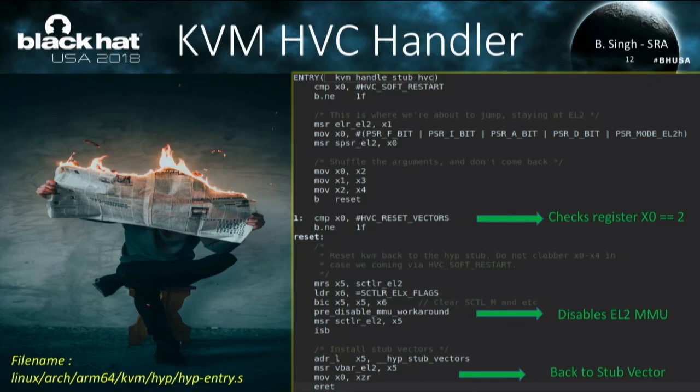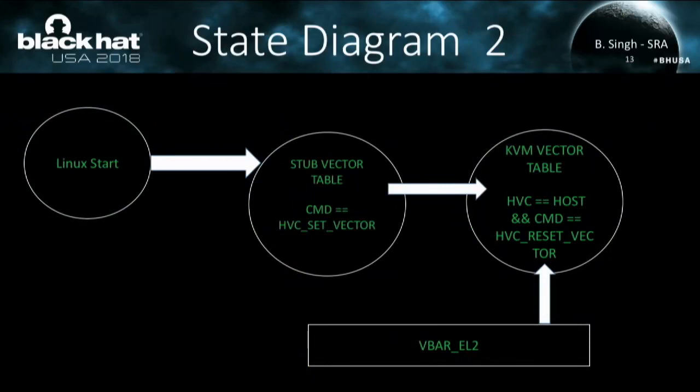So what this means is that now the stub vector table is back in the system, and the stub vector table provides an interface using which it is possible to install another exception vector table for EL2. So an attacker can use this interface to install an attacker exception vector table. We will see this with the state diagram.